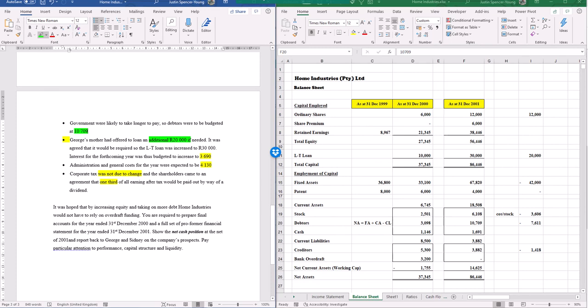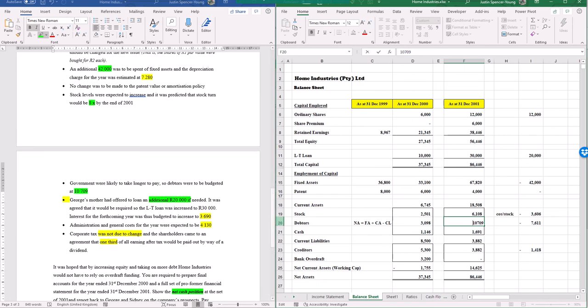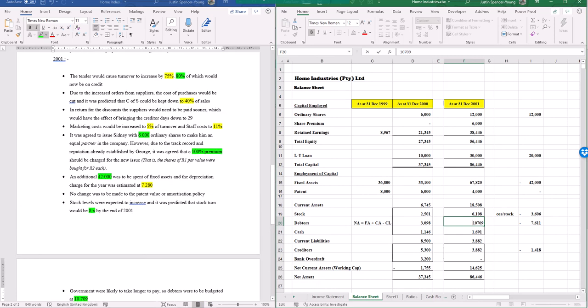We're required to prepare the final accounts. What is the net cash position? All right, so we've got to calculate that. However, we still have to deal with the creditors. Let's see, that is something about 29 days. Here we go, all the way back here at the top. In return for discounts from suppliers, they had to be paid sooner. This would be effective, bring the creditor days down to 29 days.